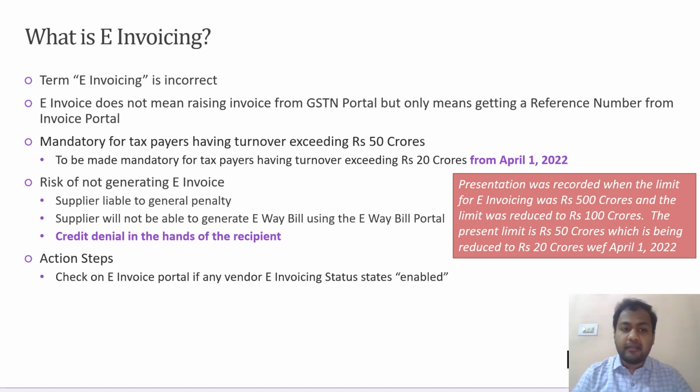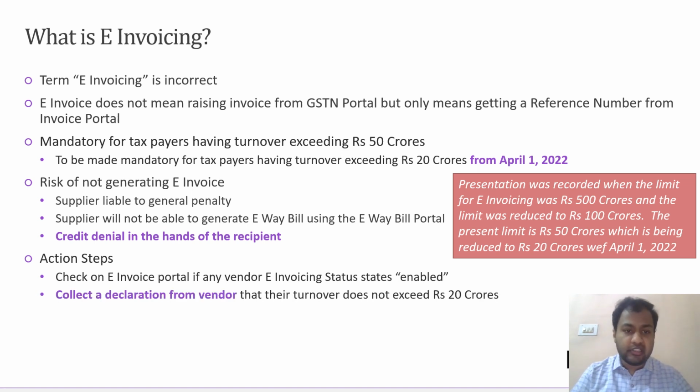So what do we do then? In that case, check whether all our vendors, at least the major vendors, are liable to generate invoices electronically or not. We'll look at how you can verify that in subsequent slides. Okay. Also collect a declaration from all your vendors that they are aware that they are required to generate invoices electronically if their turnover is more than 100 crores, and that their turnover is less than 100 crores if they are not giving us an e-invoice.